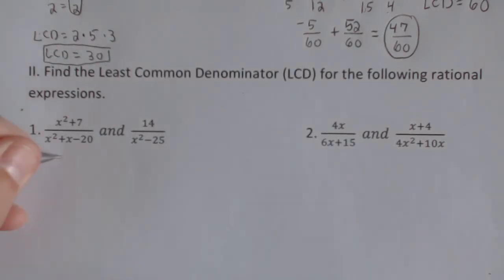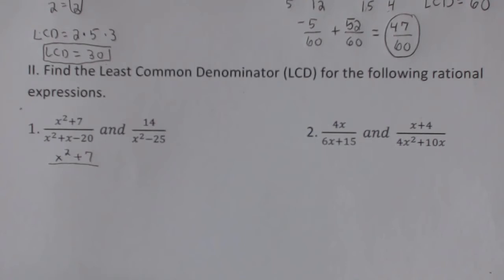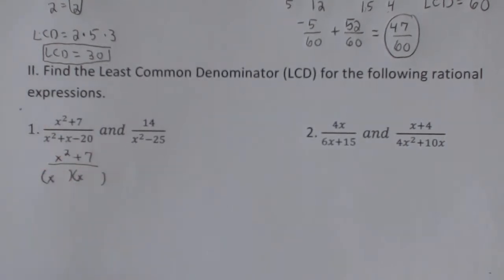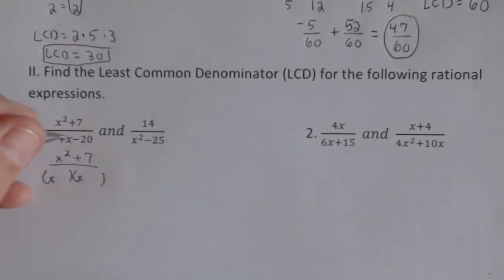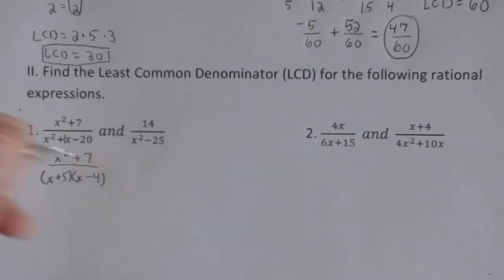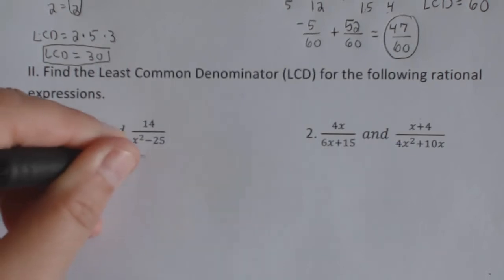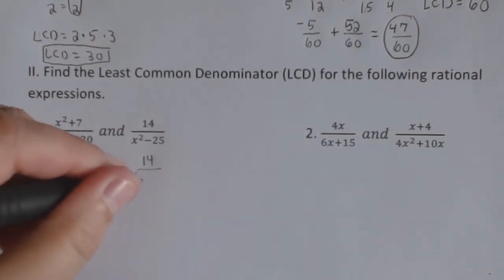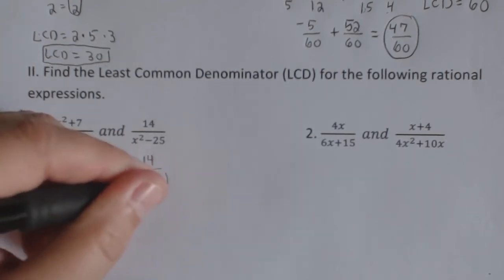Okay, so you cannot do this until you factor, and so you have to be good at factoring, and good at factoring completely. So this quadratic trinomial, if it factors, is going to factor into x and x. The factors of 20 that subtract to be 1 would be positive 5 and negative 4. And x squared minus 25 is a difference of 2 squares, so that's going to factor into x plus 5, x minus 5.